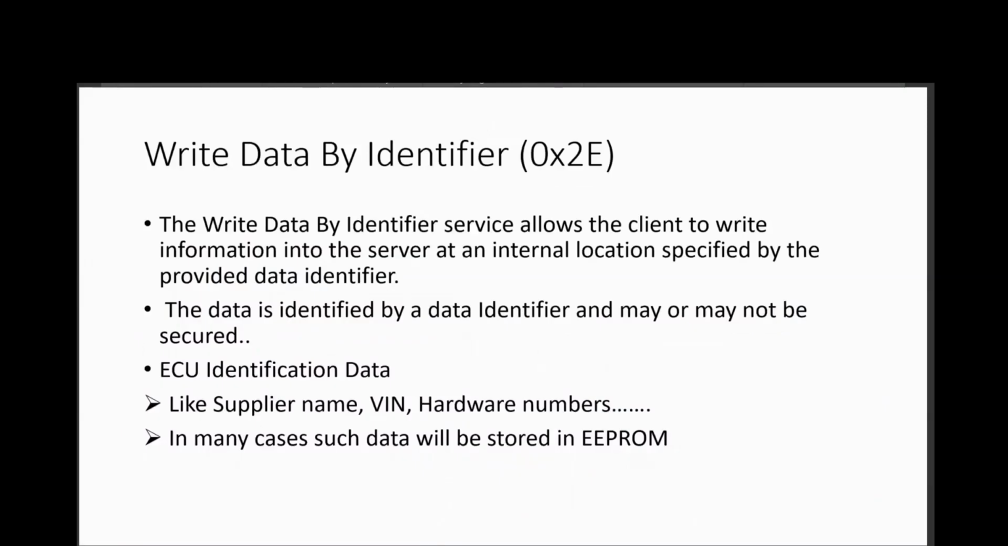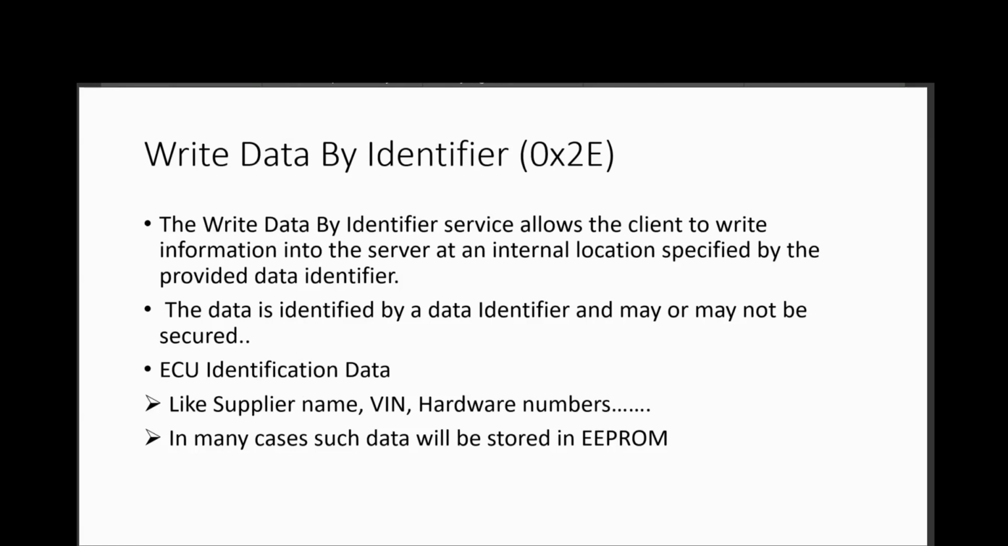So the next one is write data by identifier. The service ID is 2E. This service is used to write data into the ECU. Usually the written data will be stored in EEPROM. Nowadays we are using external flash or EEPROM also. Mostly we use security access enabled to write data into the ECU using the WDBA service.